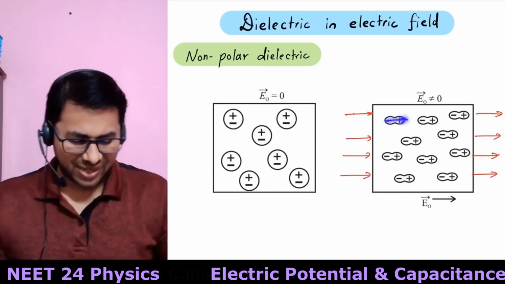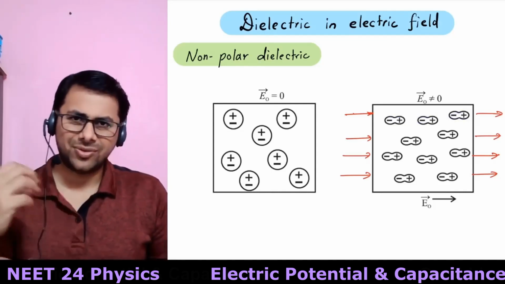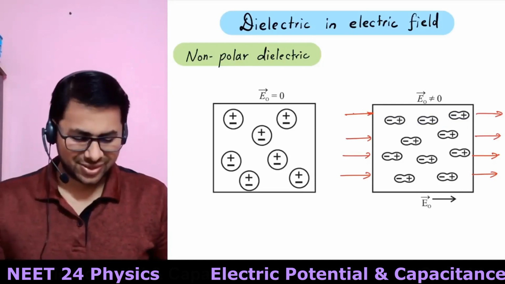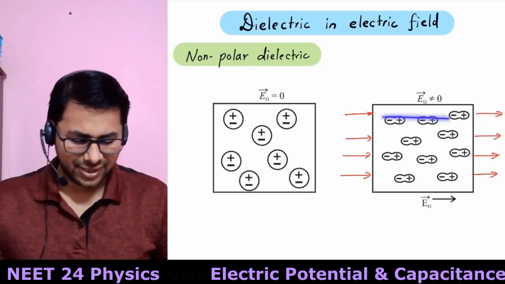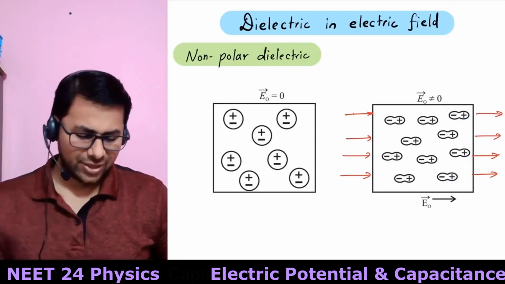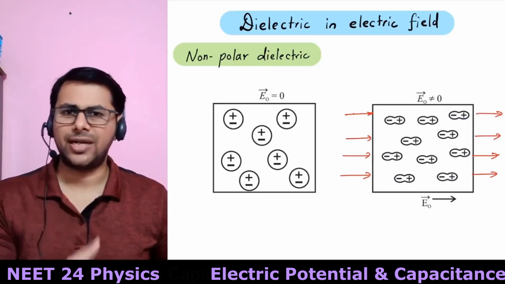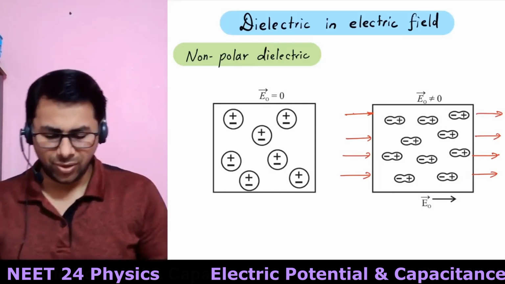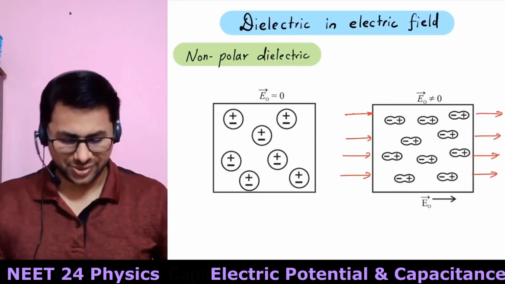Okay, so dipole moments are produced, so induced in the dielectric, and they get aligned in the direction of external field. Okay, so again, what happens? The polarization happens in case of non-polar dielectric also.